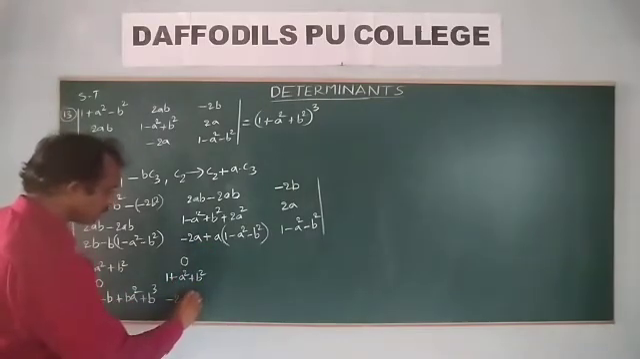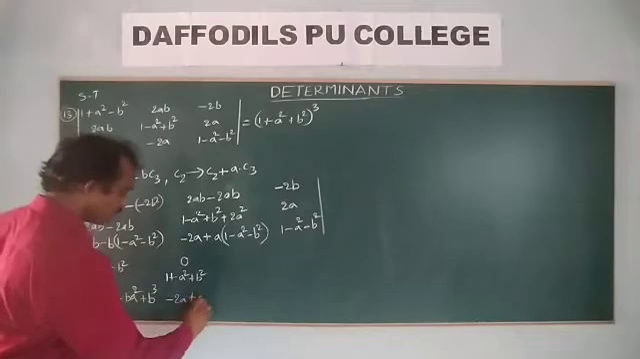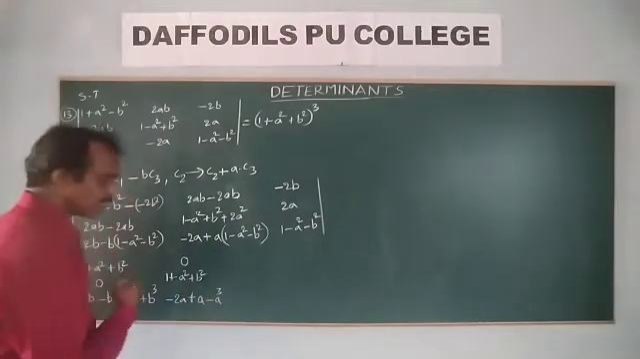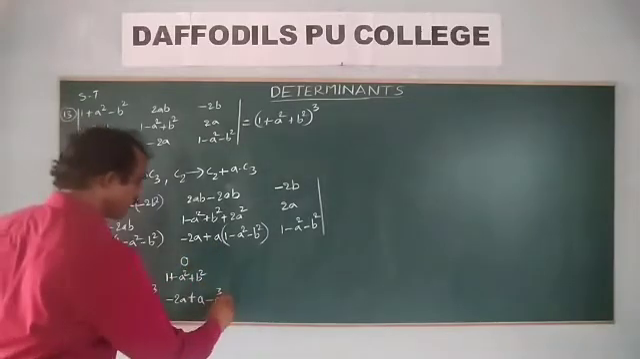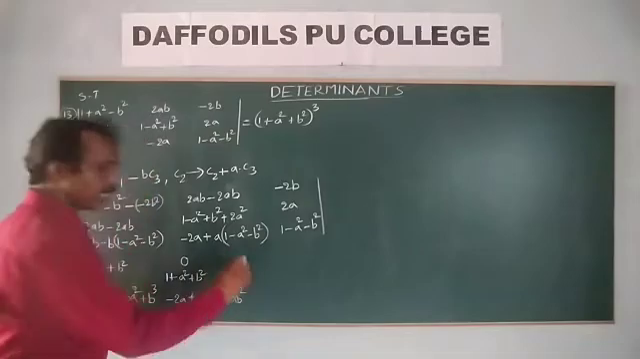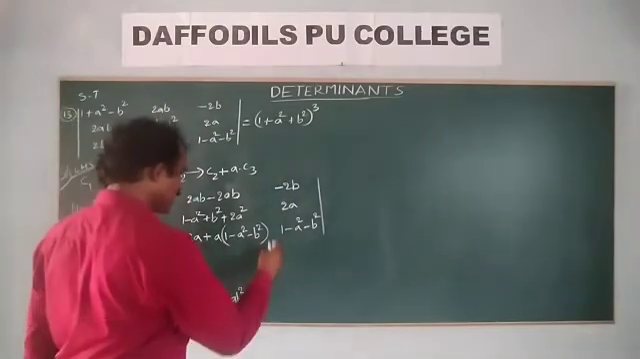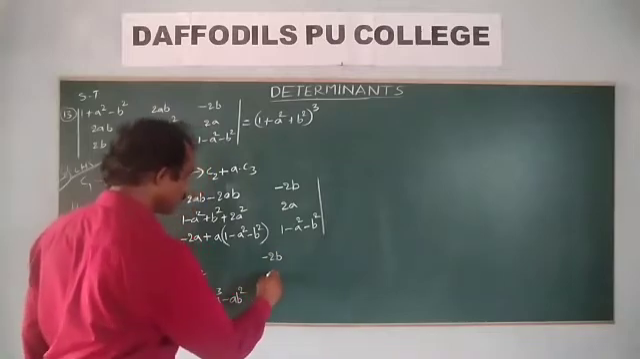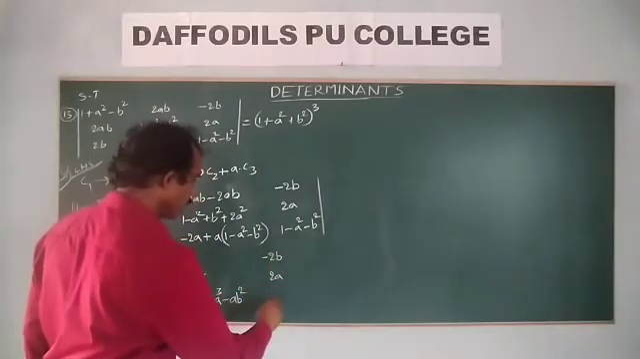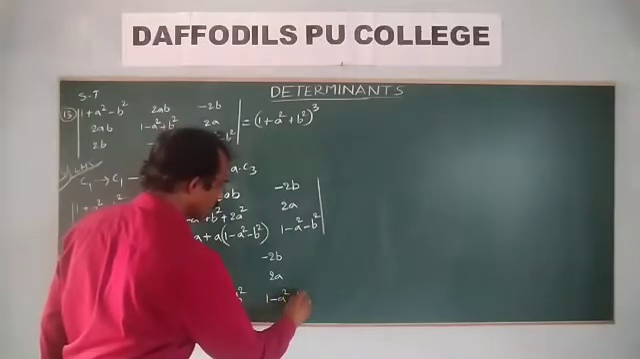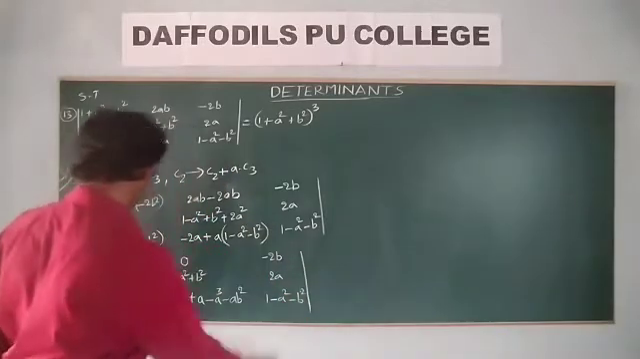Next term, minus 2a plus a minus a cube minus a b square. Next, the third column elements as it is: minus 2b, 2a, 1 minus a square minus b square.